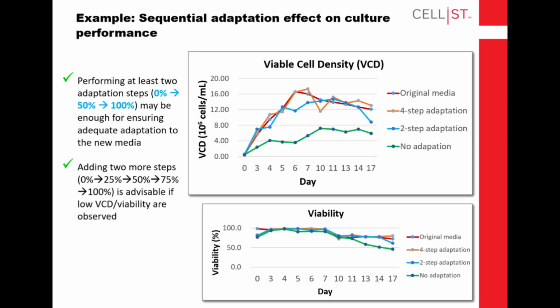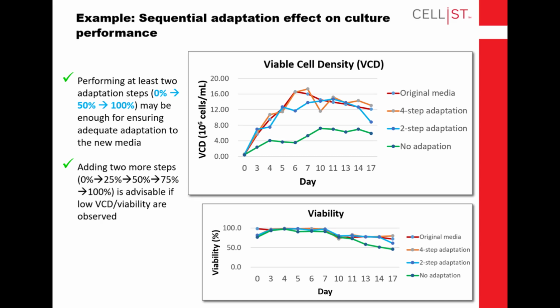Just for example, I will show you a graph that shows how sequential adaptation affects the culture performance. The viable cell density, the VCD, was measured during a main culture, and the green line shows cells that did not go through any adaptation stages and went into the target media. The red line is actually the same cell line going into the original media. You see the VCD, the biomass, doubles and even more when there is original media compared to no adaptation.